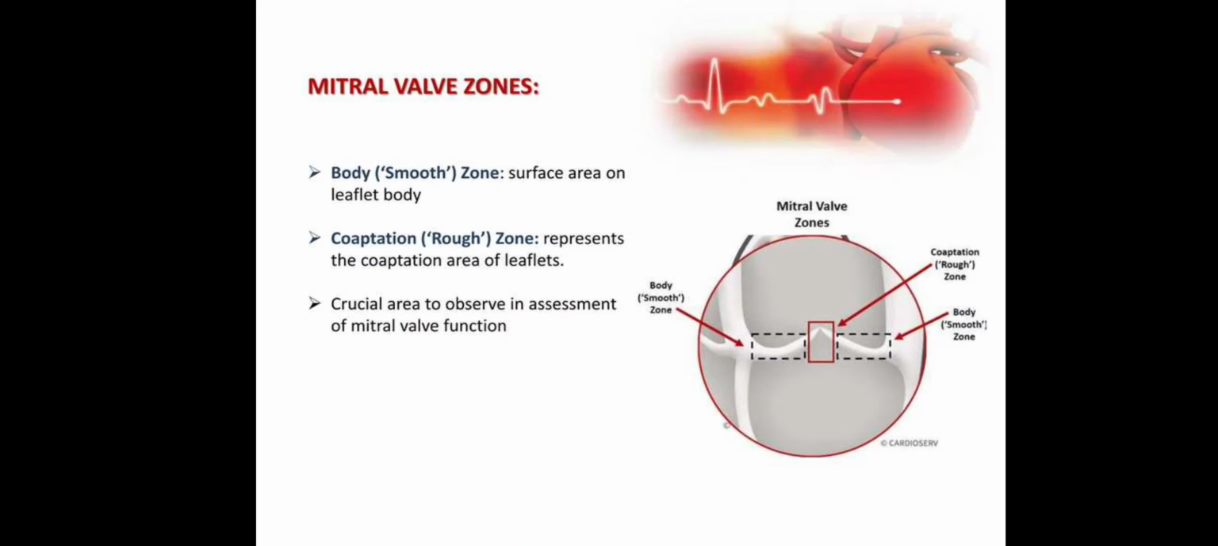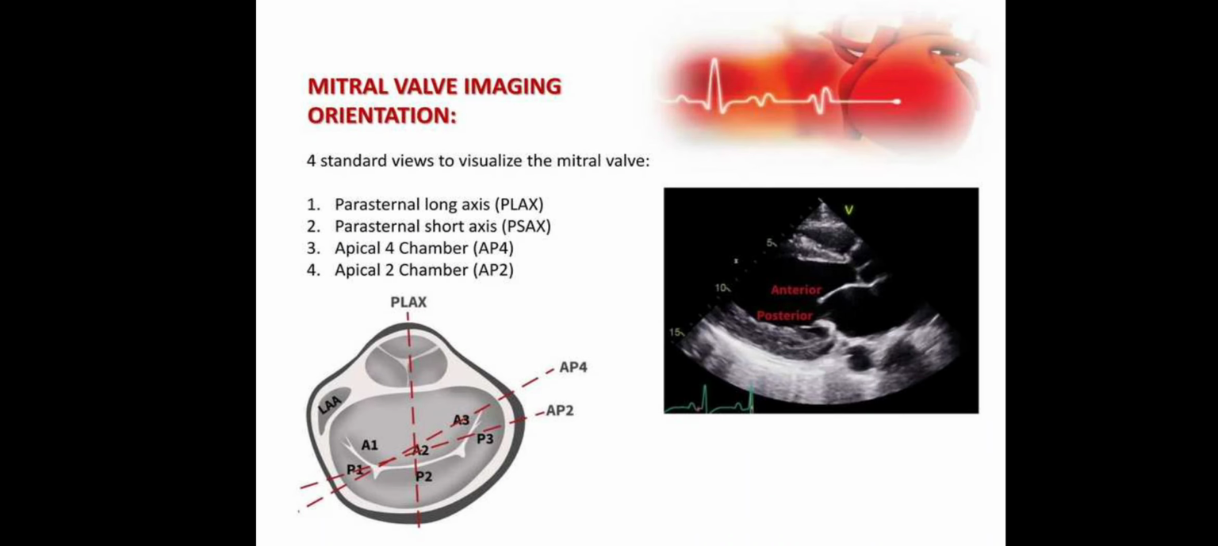The body smooth zone is the surface area on the leaflet body. The coaptation rough zone represents the coaptation area of the leaflets, the crucial area to observe in assessment of the mitral valve function. This is the smooth zone or body, and this is the coaptation zone, the rough zone. Understood? Coming to the mitral valve imaging orientation.